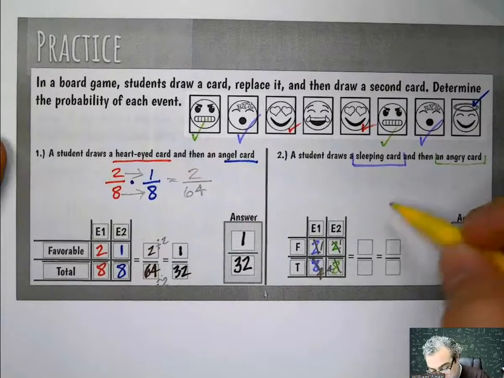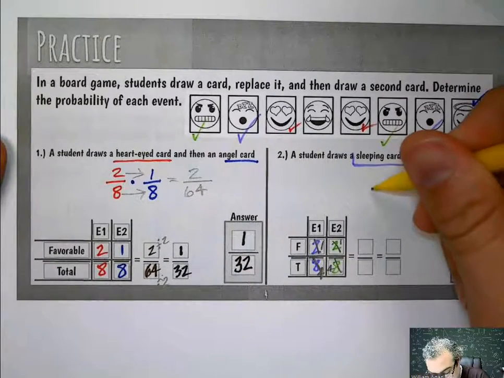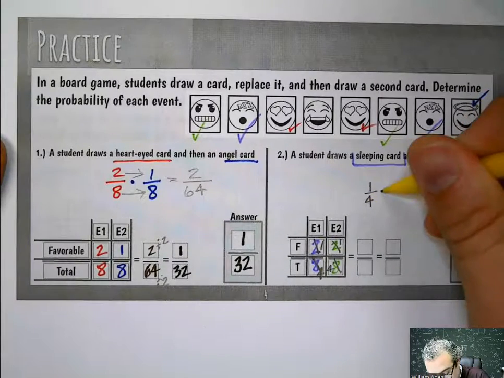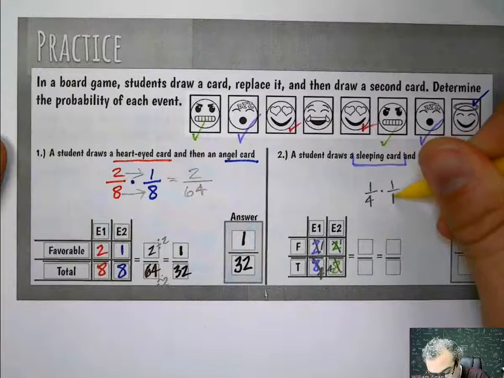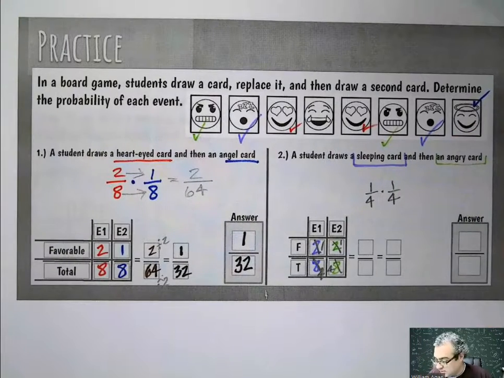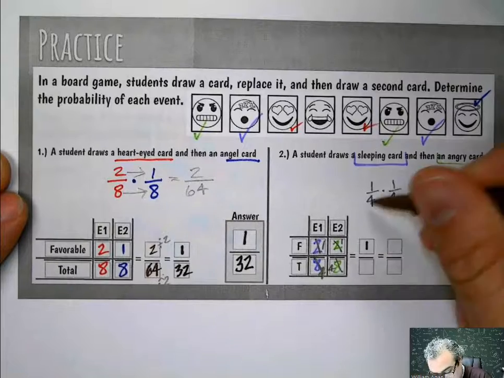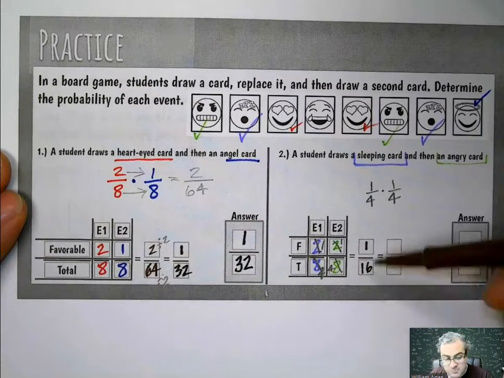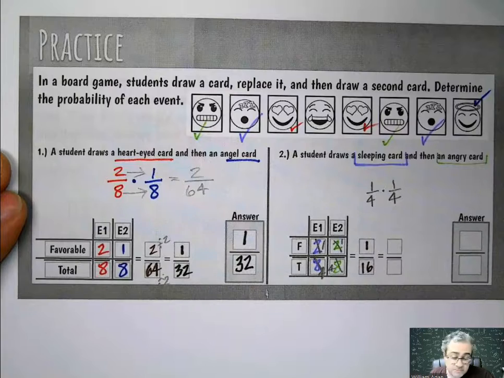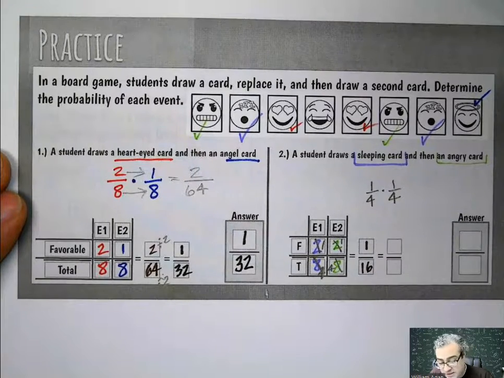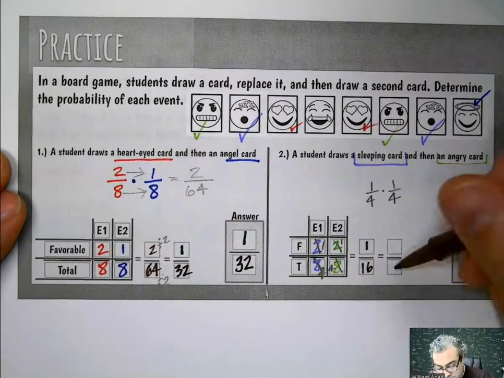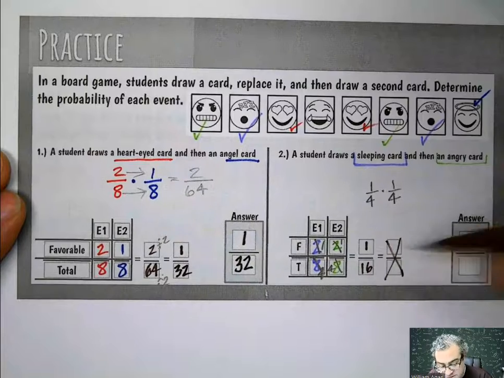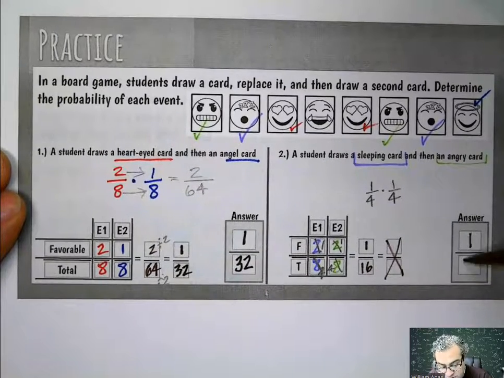Okay, now I'm going to rewrite that up here so that you can see it better. It's 1 over 4 times 1 over 4. And 1 times 1 gives us 1, and 4 times 4 gives us 16. Can we simplify that any further? No, we did our simplifying in the problem. So I don't need that, and this is my final answer, 1 over 16.